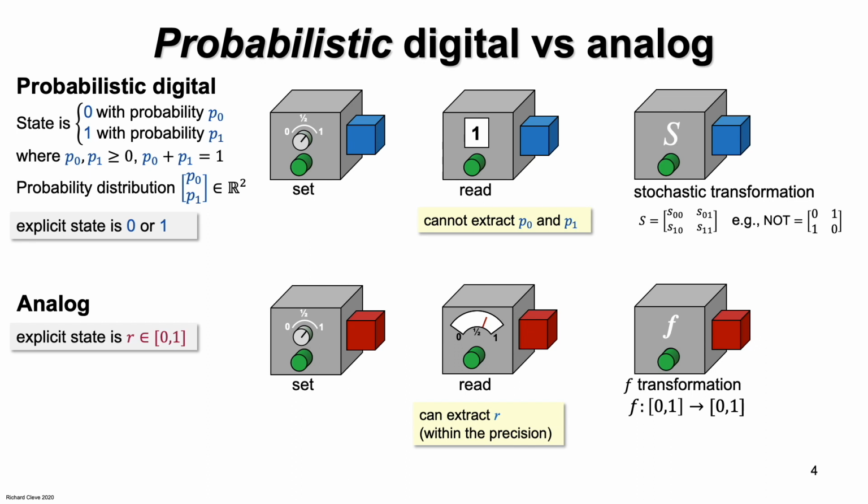So, how do quantum bits fit in? Are quantum bits like probabilistic digital or like analog? In fact, they are neither of these. Quantum information is an entirely different category of information, but it will be worth comparing it to probabilistic digital and analog. Now let's see what quantum bits are.